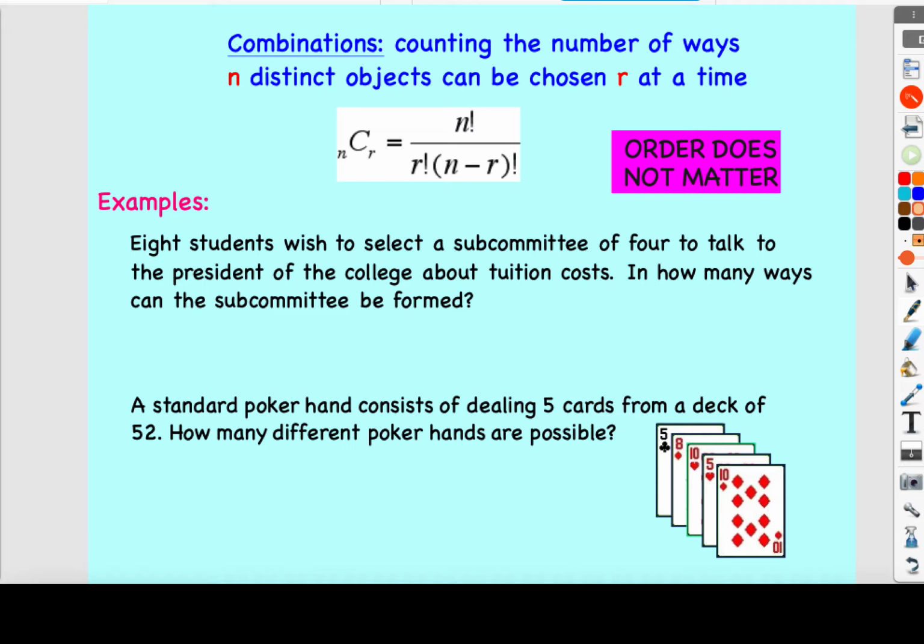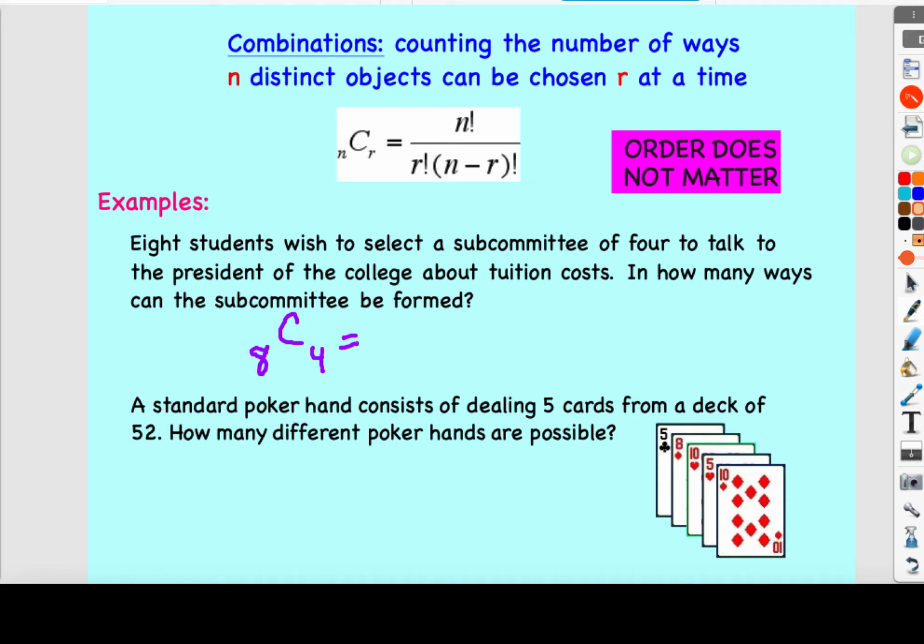Combinations are a way of counting the number of ways n distinct objects can be chosen, r at a time. So if we're looking at this and saying, 8 students wish to select a subcommittee of 4 to talk to the president of a college about tuition costs, in how many ways can the subcommittee be formed? Well, technically there are 8 students, and we're going to choose a subcommittee of 4 of those students. But all that really matters is, are you on or are you off? If you're the 1st student on the committee versus the 4th student, you're still on that subcommittee. So the order in which you're chosen doesn't really matter. It just matters, are you there or are you not?